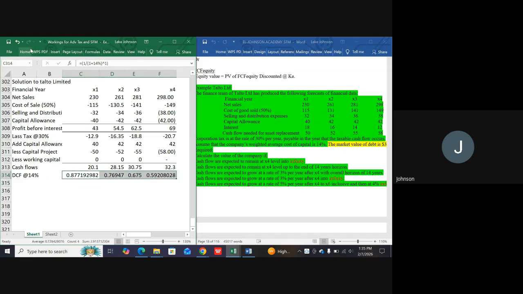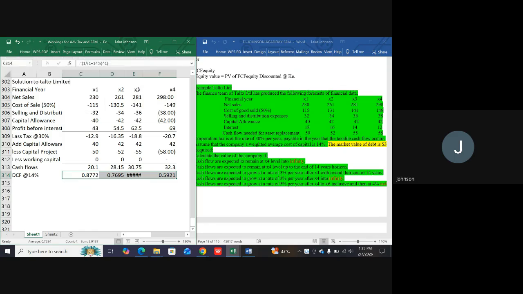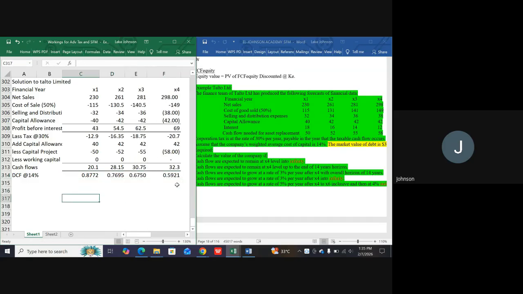So let me reduce the number of decimals that we have over there. I want to reduce the decimals. I think this is good. So let's leave it at this. So I've reduced the decimals that we have there to something like this. So now this is our discount factor.